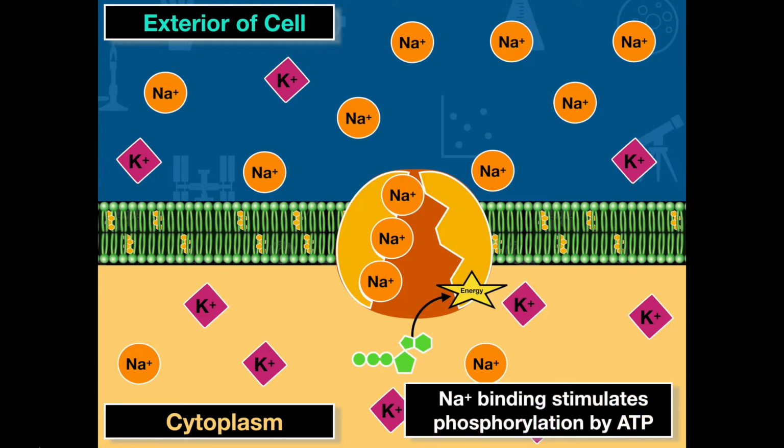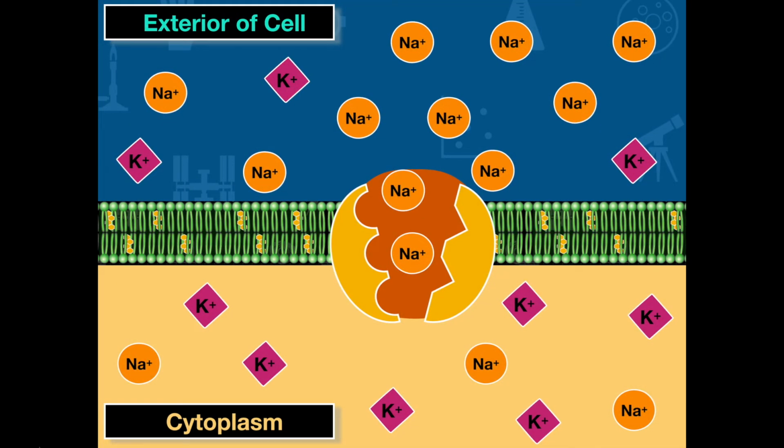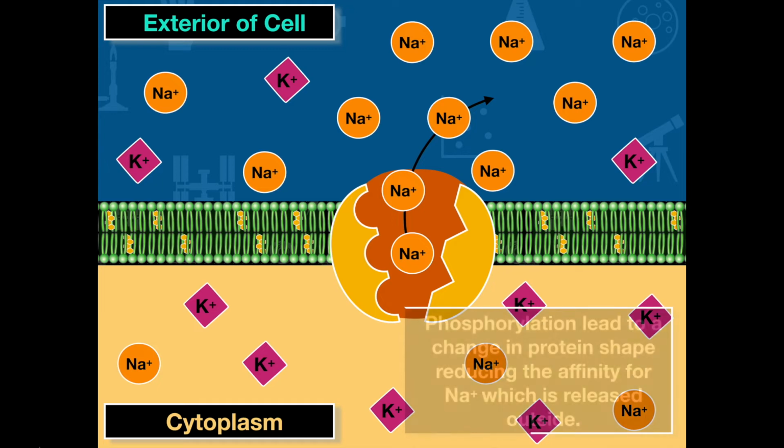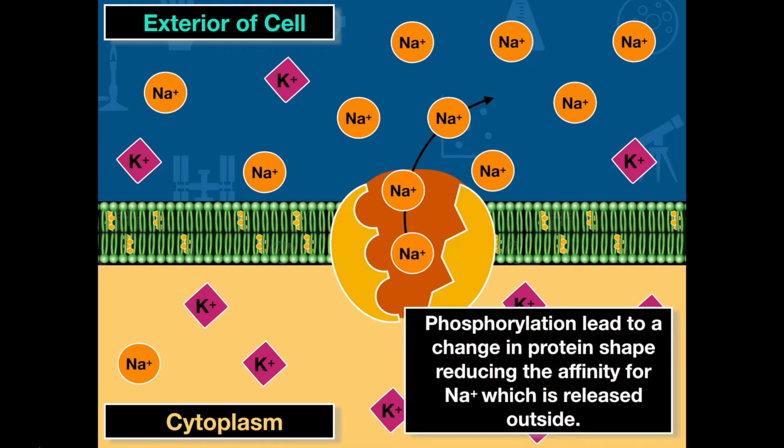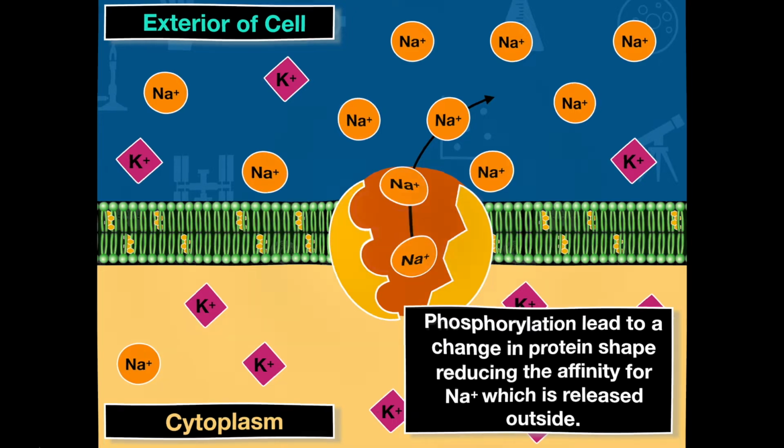So once the sodium binds, the protein is stimulated by phosphorylation of ATP, and it results in a conformational change which pumps the sodium up into the exterior of the cell. So when one of the phosphates breaks off the ATP, we get a change reducing the affinity for Na+. Now that it's opened this way, it doesn't want to bind with the sodium anymore. It wants to bind with the potassium.